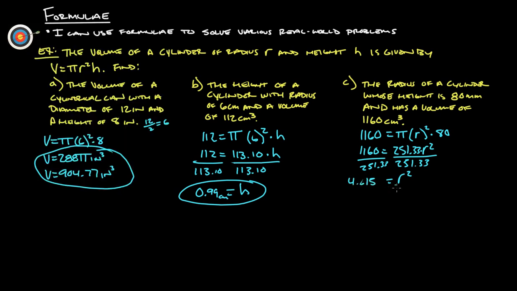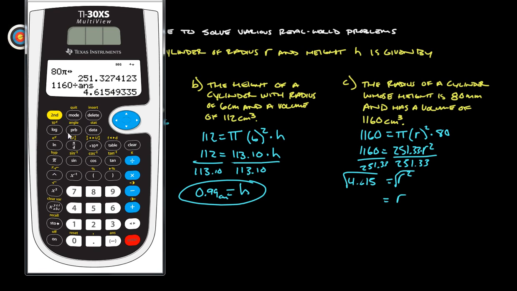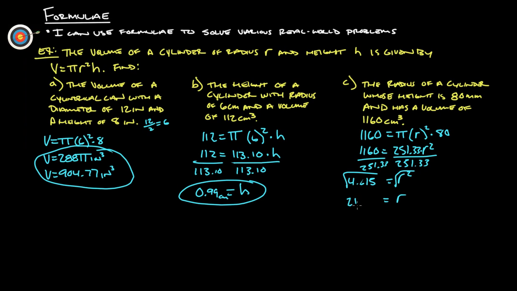Now that's the radius squared, so now we have to square root both sides to get that our radius is going to be, so now we do second square root, second answer, and we get 2.15, we'll call it. 2.15, and this is millimeters, is what the radius is going to be. And again, negative 2.15 is not going to make any sense, so we just stick with the positive answers.